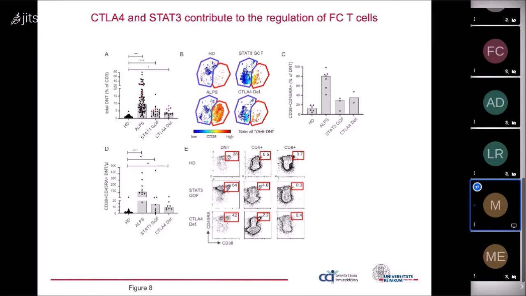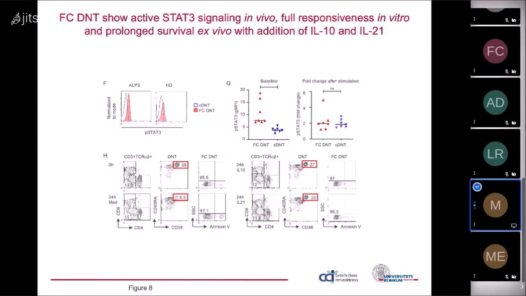And for CTLA4, we knew already from older papers published on LPR mice, which are the ALPS mice, so to say, that when treating these mice with CTLA4 Ig, it was possible to reduce the lymphoproliferation, but B220 positive DNT were still found in the tissues and peripheral blood of the mice. So we knew that CTLA4 could, together with FAS, play a role in the control of this population. So we decided to concentrate a little bit more on the possible role of STAT3 signaling.